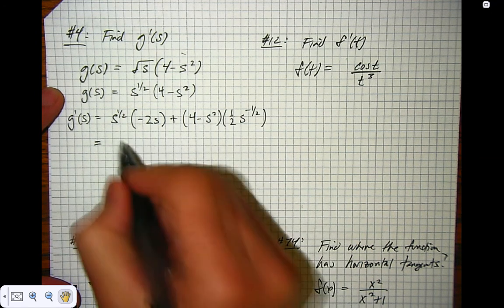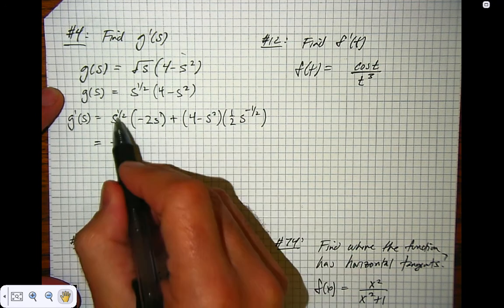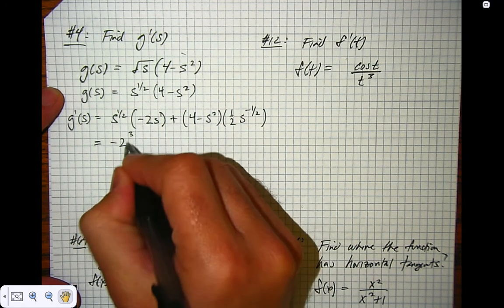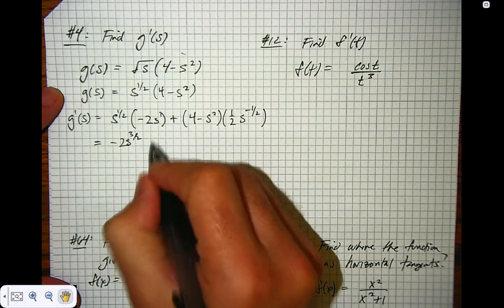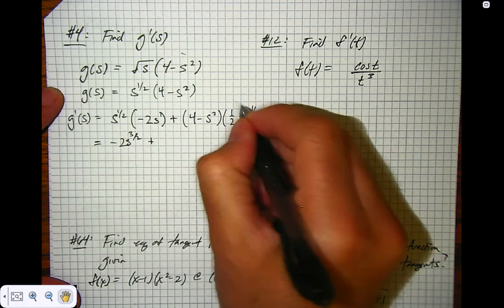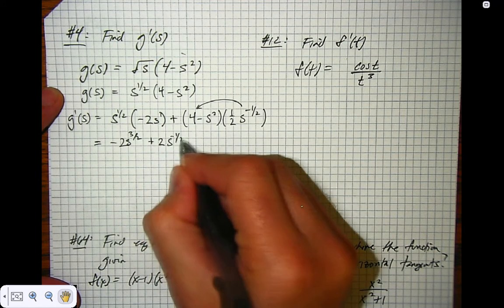So what happens here? Well, you get negative 2, and then you're supposed to add the exponents. I have a 1/2 plus 1, or 3/2, s to the 3/2. Okay, and then we've got a plus here, and then we're going to distribute this to the 4. 1/2 of 4 is 2, and I have s to the negative 1/2.